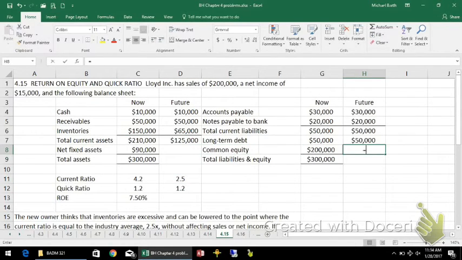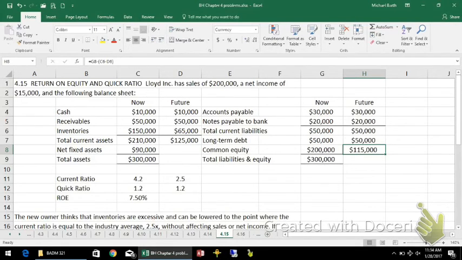The equity is affected though. The 200,000 minus the change, and that's a change of $85,000. So we dropped inventory from 150,000 down to 65,000. That's a decrease of 85,000. We subtracted it from the common equity.